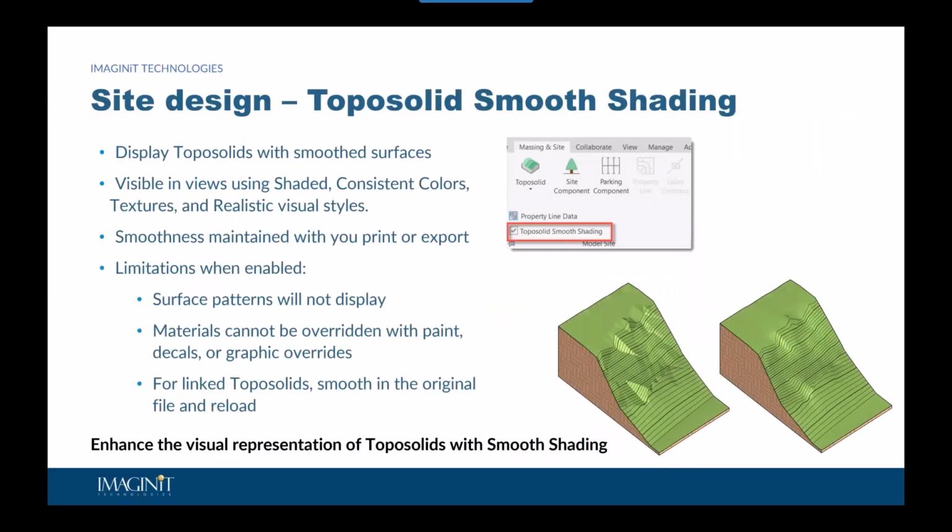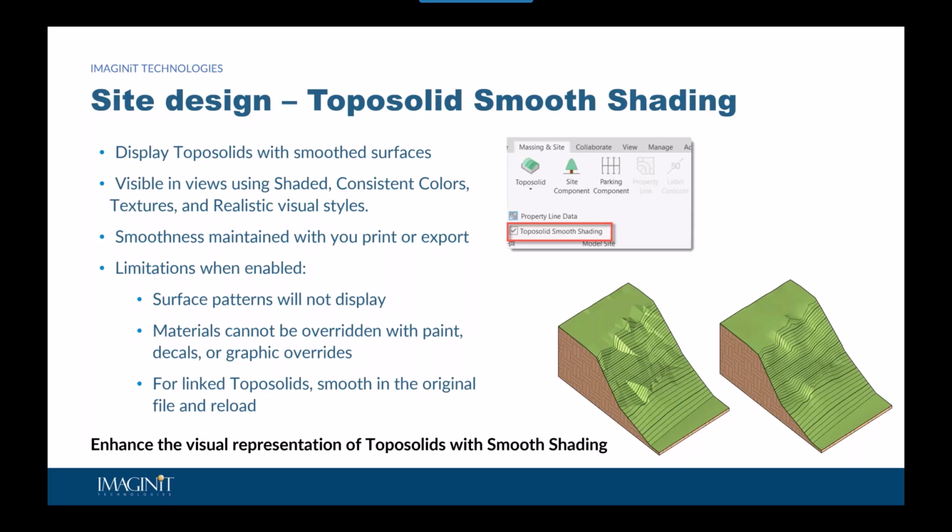Site design tools have also seen some graphical improvements in 2025. The smooth display of TopoSolid elements removes the triangulated appearance of the surface in your model at a project level. Enable the TopoSolid Smooth Shading option in the Site panel dropdown. Smooth shading is visible in views using shaded, consistent colors, textures, and realistic visual styles. The smooth appearance is maintained when you print and export if enabled.